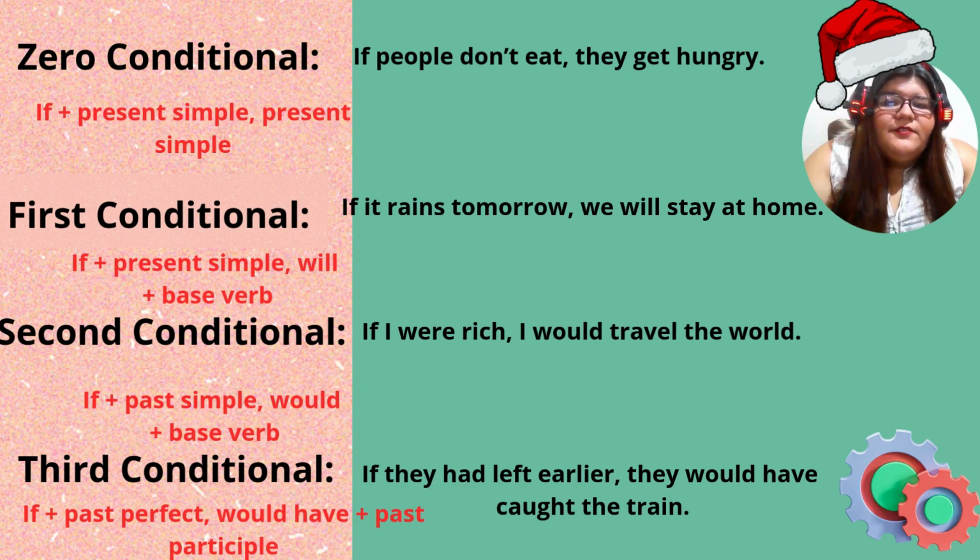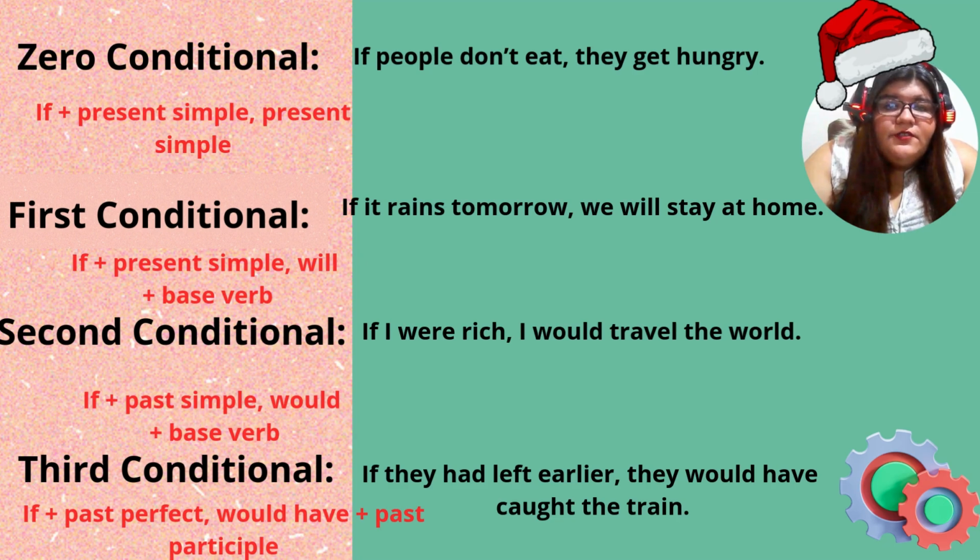Then we have the first conditional. We have if plus the present simple, will plus the base form of the verb, right? For example, if it rains tomorrow, you see present simple, we will stay at home. In the future, right?